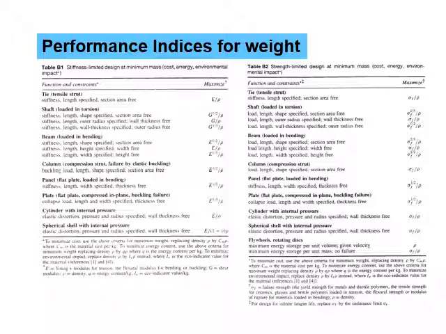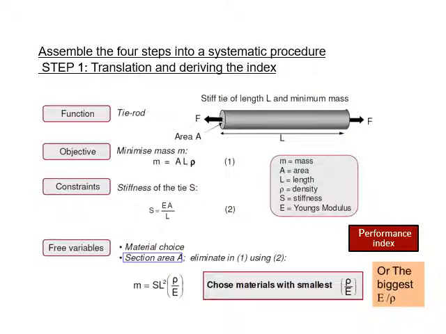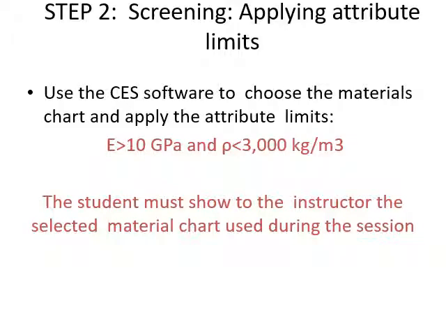So here is an example for the performance index for weight. For the simple exercise, identify the best material that is suitable to be used for a light and strong tie. So you need to use the CES EduPack, or you can have the Granta EduPack. You can download the trial version for each of you. Okay, so just follow this step.